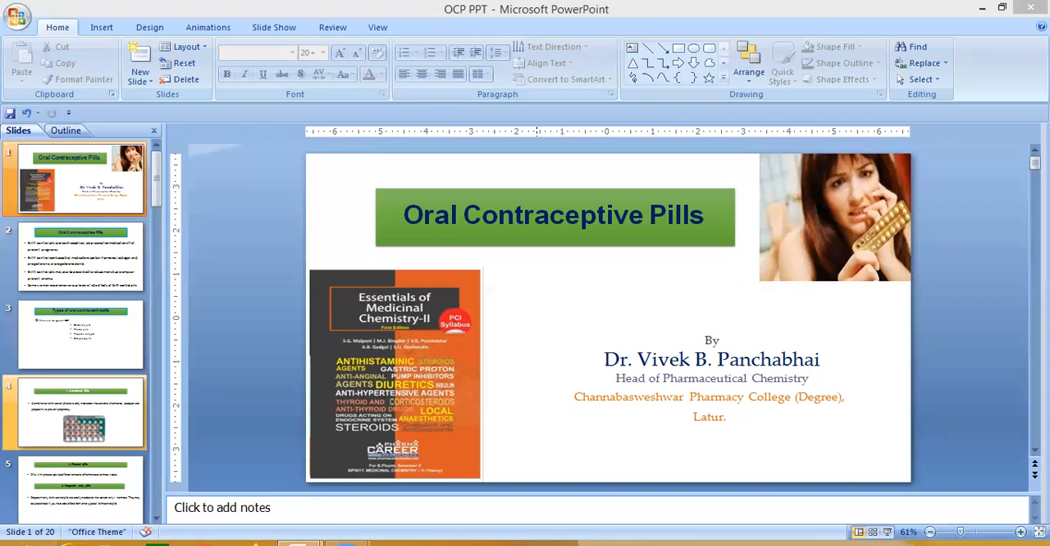One is estrogen and the second is progestin-like drugs, which are used in oral contraceptive methods. This is all about oral contraceptive pills. This information is useful for understanding oral contraceptive pills along with their mechanism, how oral contraceptive pills work to prevent pregnancy.